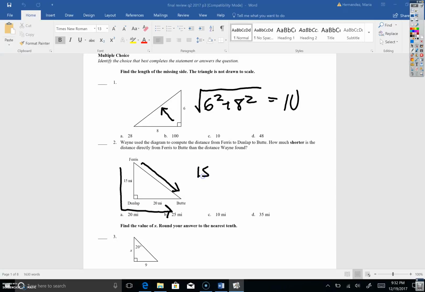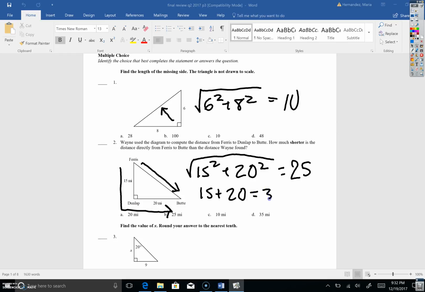So it's 15 squared plus 20 squared. The square root of that, so that should be 625, so the square root of that is 25. Going this way would be 15 plus 20 equals 35. So 35 minus 25 is equal to 10. So our answer should be 10 here also.